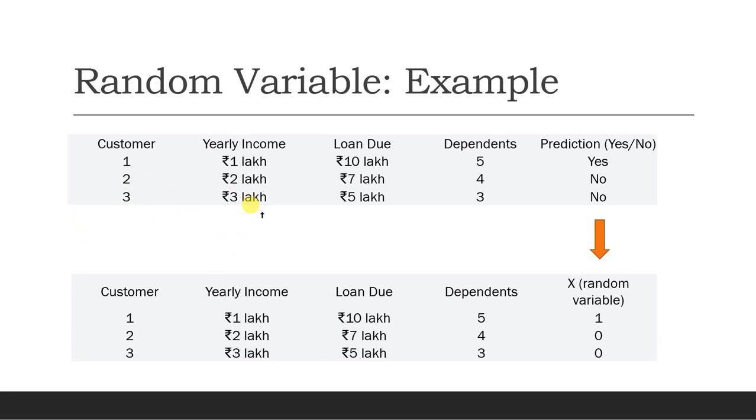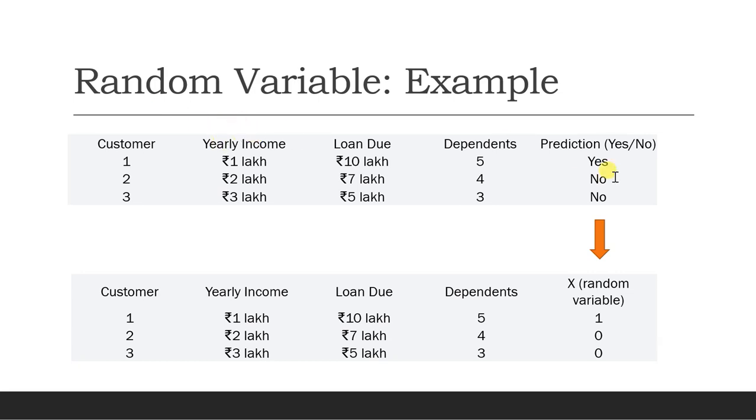We have the third customer whose yearly income is more than the other two, and the loan taken is the least amount, that is 5 lakh. Its number of dependents is also low, and the prediction says that obviously this person is not going to default, and the very first one, whose salary is 1 lakh, is going to default.